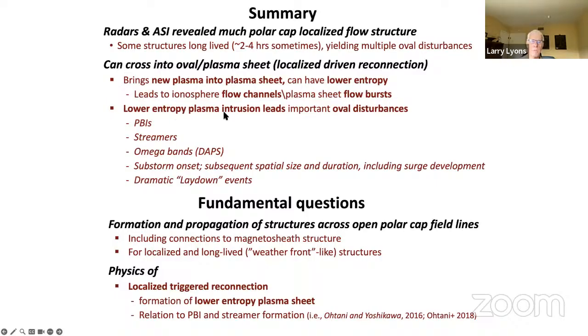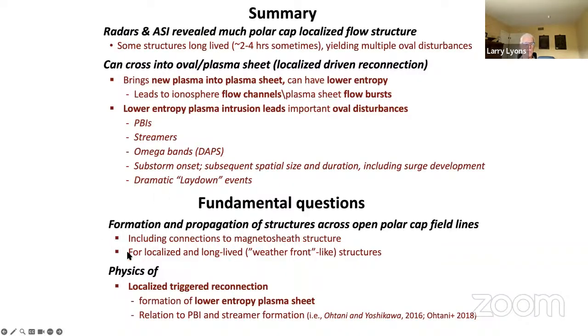And this lower entropy plasma, which results from the flow channels in the polar cap, leads to the PBIs, which are the most common disturbances we have in the auroral oval, streamers. The biggest disturbance we have on the dawn side, which are the omega bands, which are associated with these dawn side auroral polarization streams, or DAPS, substorm onset, the subsequent spatial size and duration, including the surge development, and these dramatic laydown events. And so this leaves us with some fundamental questions I think need to be considered.